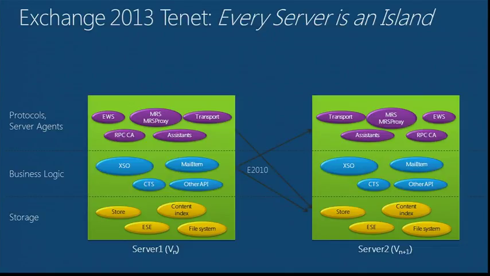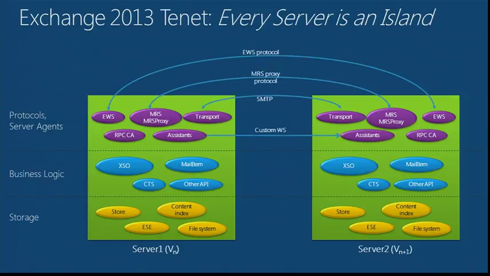And historically, we allowed cross-functionality communication between them, but we don't allow that anymore. Because every server is an island, we force the individual components to talk to their counterparts on the other server. We won't let transport on one server, for example, talk to the mailbox role on another server. If transport has something to get to that mailbox database, transport will talk to transport on that server, and the local instance of transport will send it to that mailbox database.